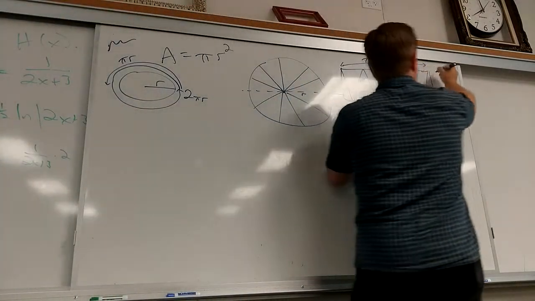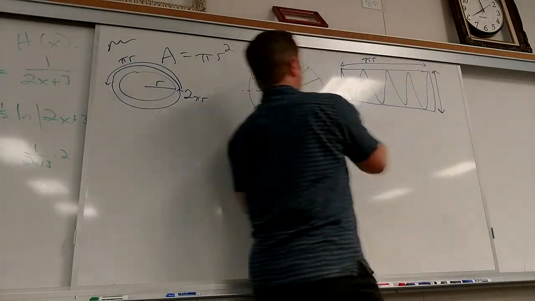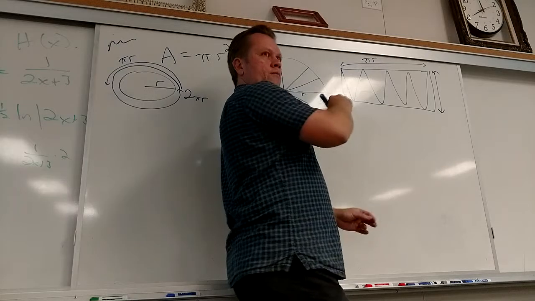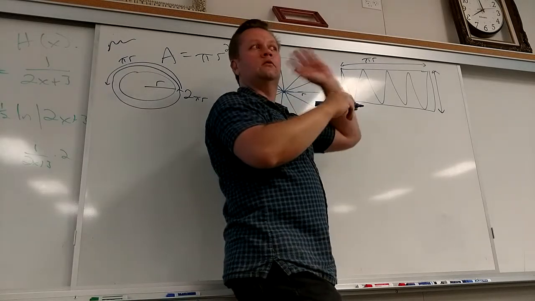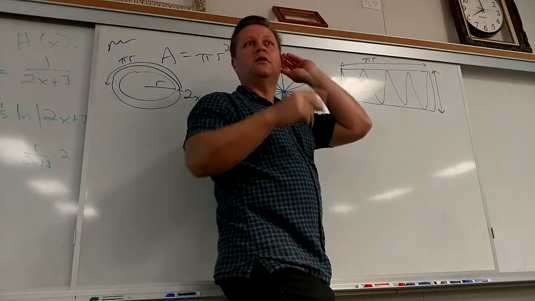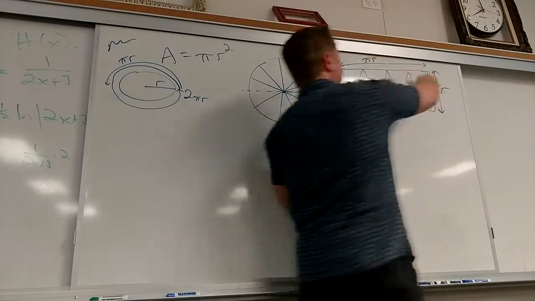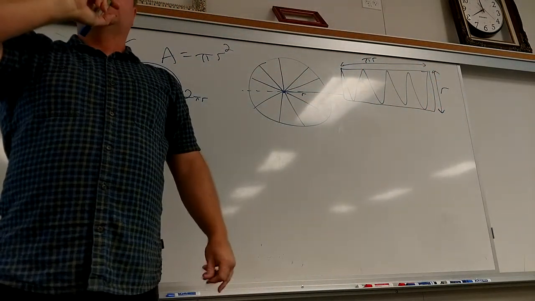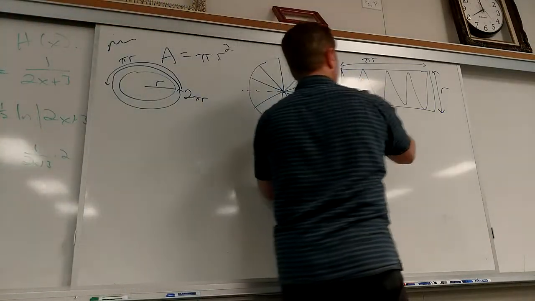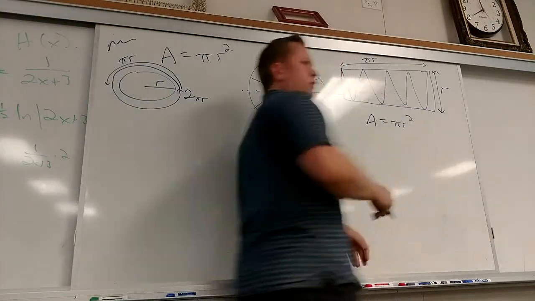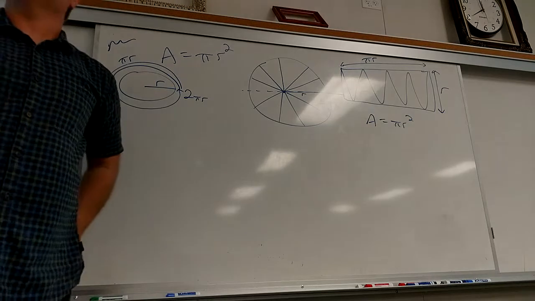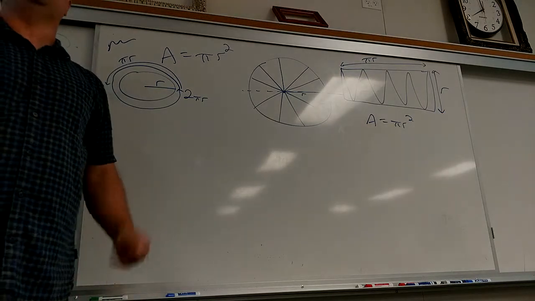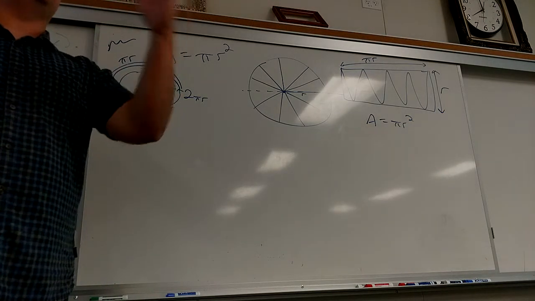How tall is this? How tall is it? R. What's the area of that rectangle? Pi r times r, pi r squared. So one way you can analyze the area of something you don't know is to reorganize it into a shape you do know.